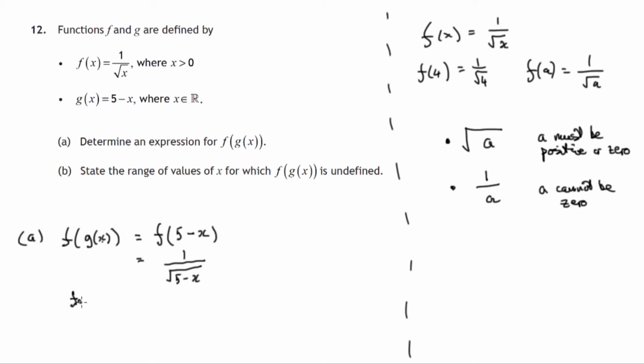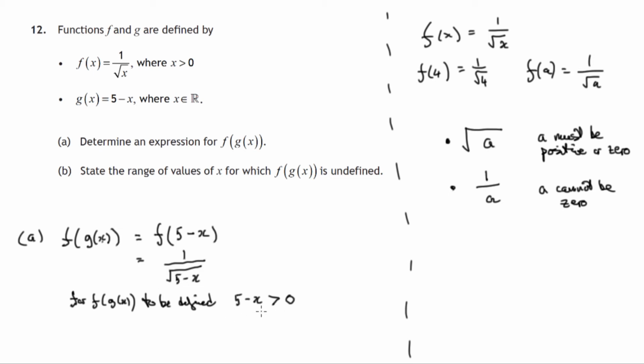So for f of g of x to be defined, 5 minus x has to be greater than 0. If it's greater than 0, we're finding the square root of a positive number and we can divide that into 1, there's no problem. If 5 minus x was equal to 0, square root of 0 is 0, and thou shalt not divide by 0, we would be dividing 1 by 0, not allowed. And if 5 minus x was less than 0, we would have the square root of a negative number. That's not a real number, and therefore it's not defined.